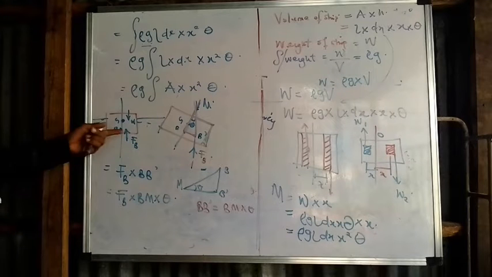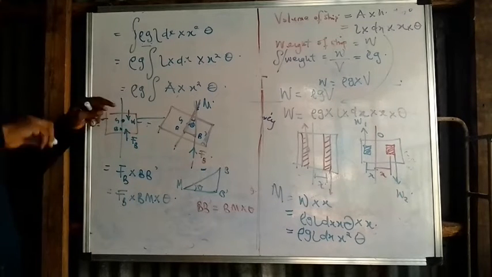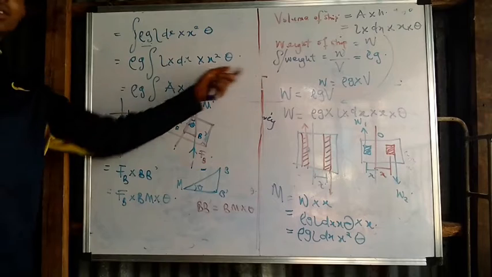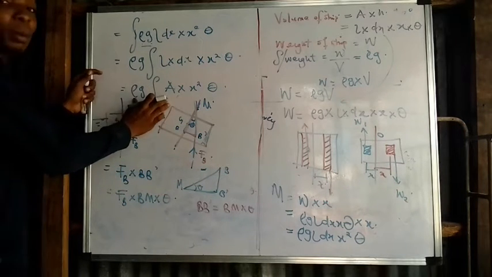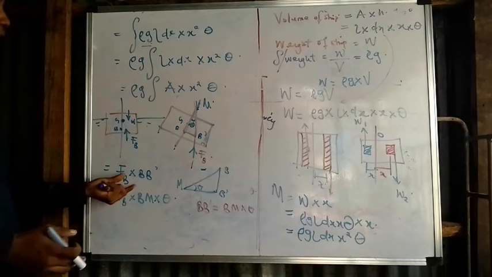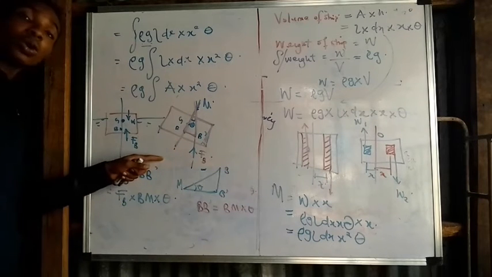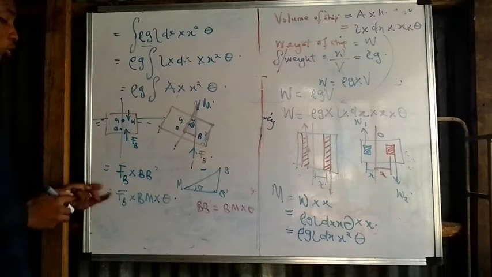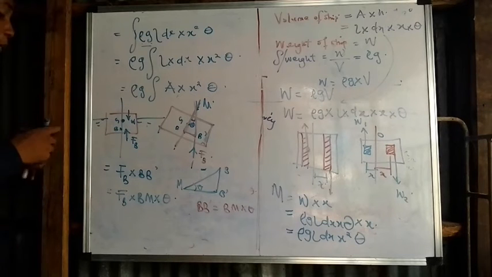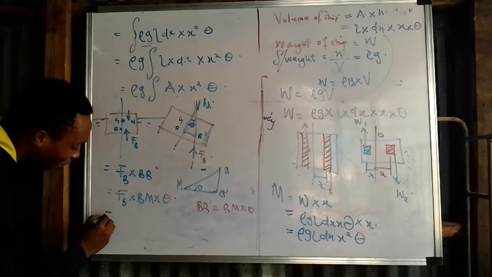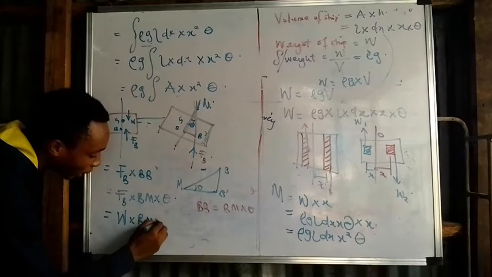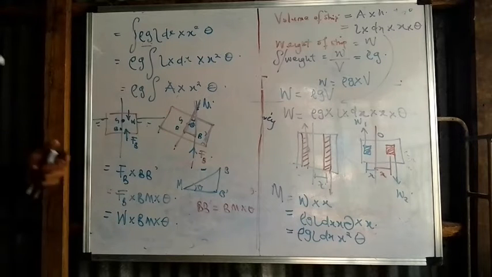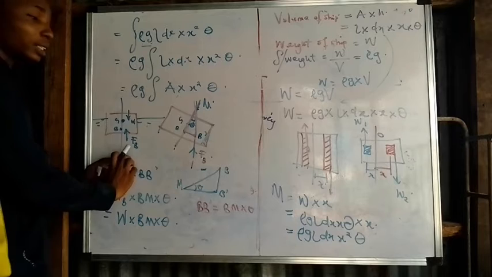So now what do we need to do? Since the force of buoyancy is equal to the weight of the body, and we have considered the moment of the whole weight of the body about O, this is now the moment of the force of buoyancy about the center too. Since the force of buoyancy is equal to the weight of the body but opposite in direction, let's replace it with the weight of the body. We have W times BM times theta. This is the moment of the force of buoyancy about BB prime.